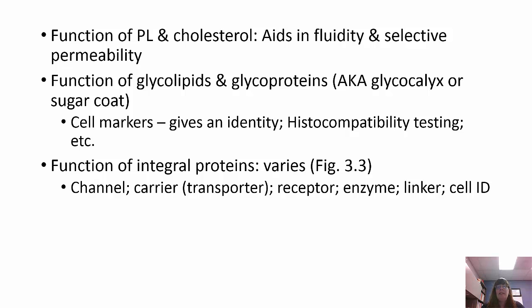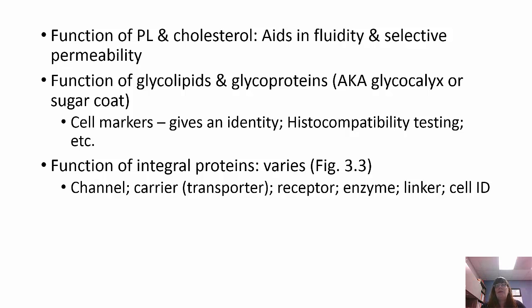Integral protein functions vary. Some of them are channels, meaning they have an entire hole all the way through them so that certain ions can pass directly through. Some of them are carrier proteins, meaning that they transport certain ions or molecules like glucose, for example. Glucose can attach to a carrier protein and then be taken into the cell.